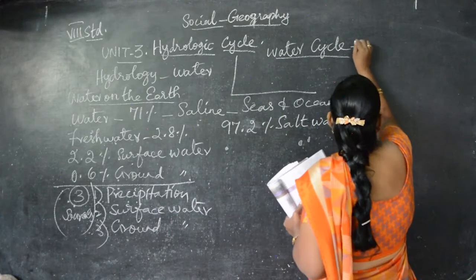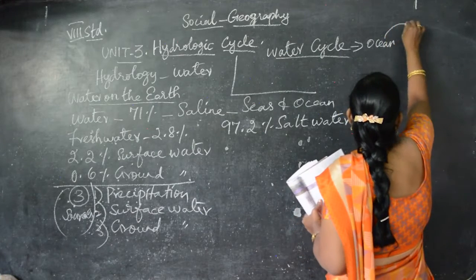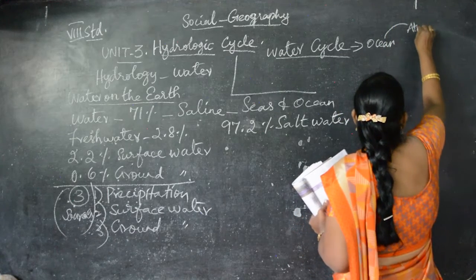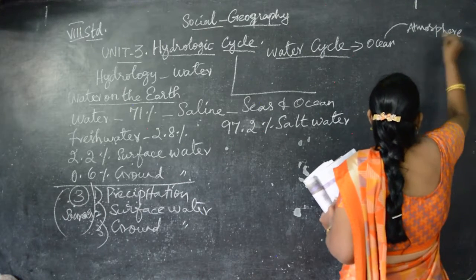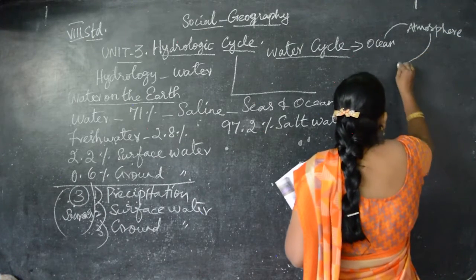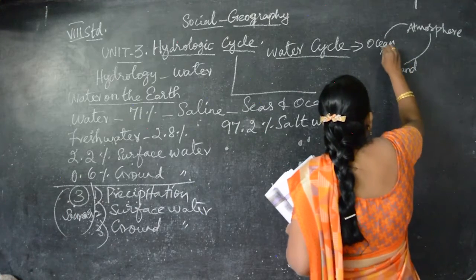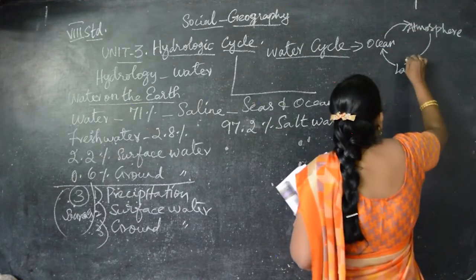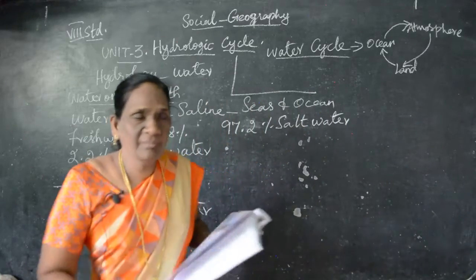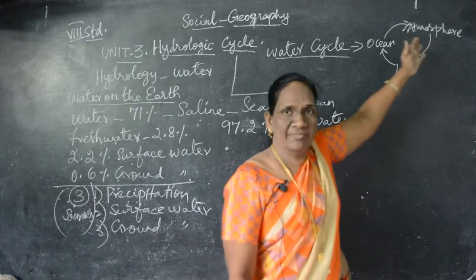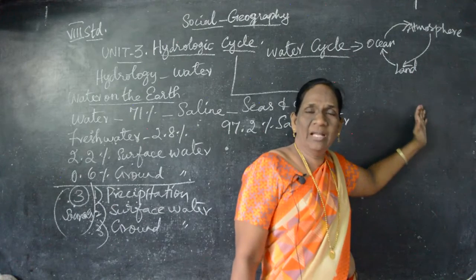First, what is meant by that? It is ocean to atmosphere, and atmosphere to land, and from land to ocean. This is called the hydrology cycle. So, from ocean to atmosphere, from atmosphere to land, and from land to ocean.